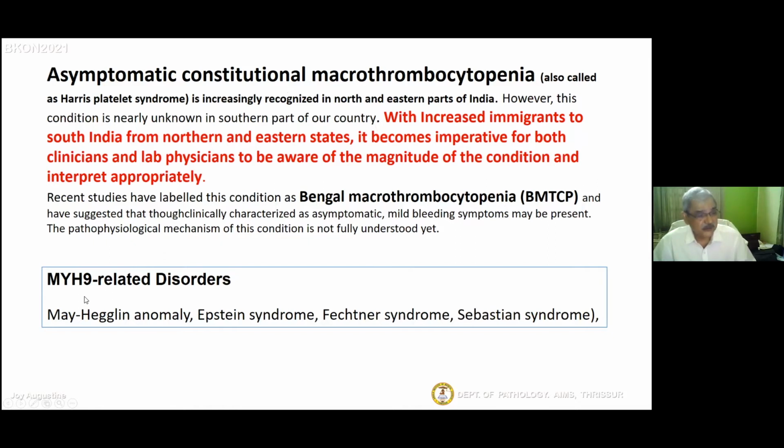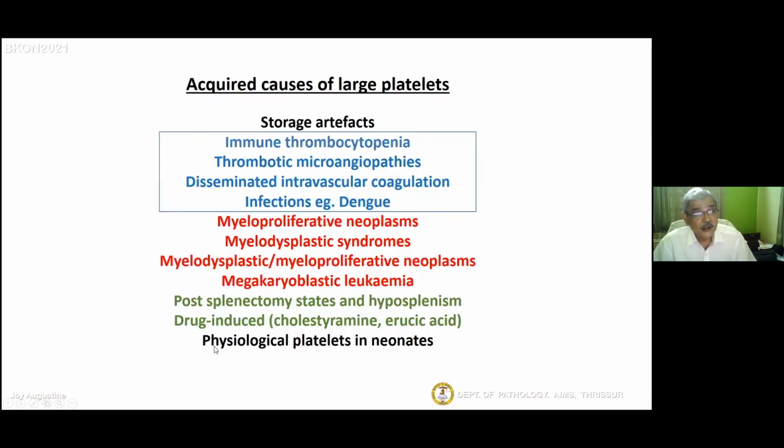Now, the other condition where you have giant platelets is the May-Hegglin anomaly, Epstein syndrome, Fechtner syndrome, Sebastian syndrome. They all belong to the same group of MYH9 related disorders. And this is the one which has syndromic manifestations, where you find that patients have neutrophils with Dohle bodies and giant platelets in circulation. Now, the other conditions are associated with renal problems, deafness, ocular problems, etc., which actually differentiate it from the May-Hegglin anomaly.